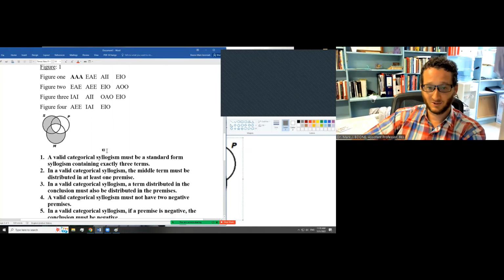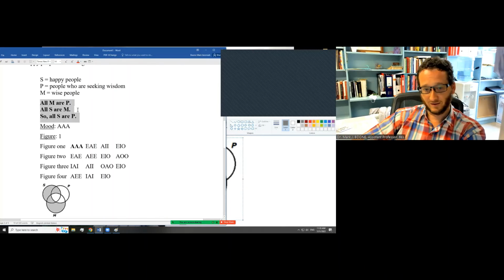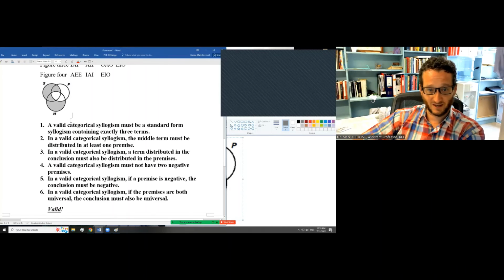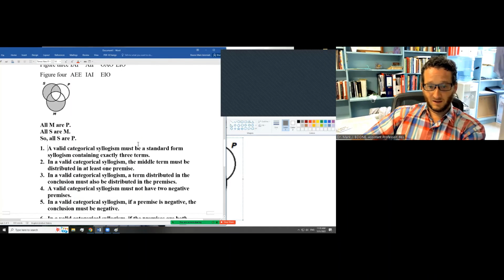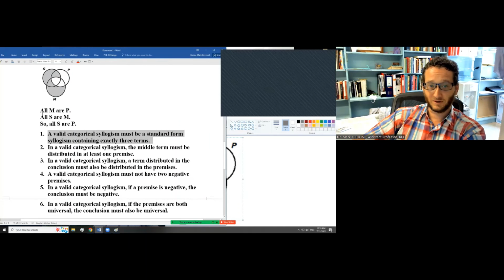The argument's valid. That's good. But let's double, triple confirm with our six rules method. Let's copy and paste the argument here so we remember what we're looking at. Is it a standard form syllogism containing three terms? Yes. Is the middle term distributed in at least one premise? Yes, the middle term is distributed in the first premise because the first premise says something about every M: all M are P. An A form proposition distributes its first term, M is the first term, so the middle term is indeed distributed in the first premise.